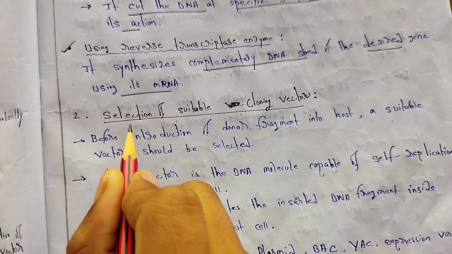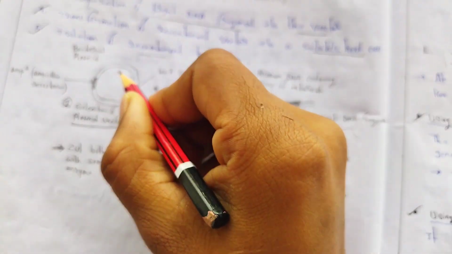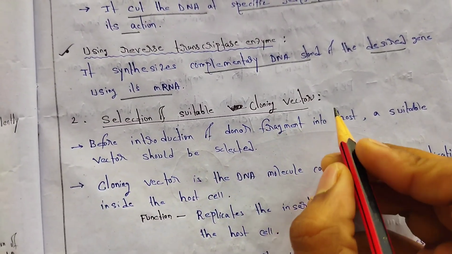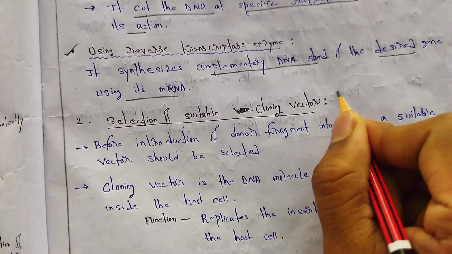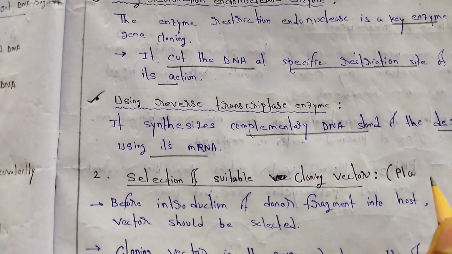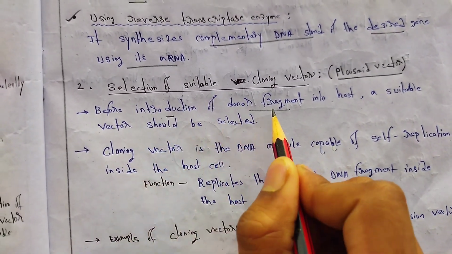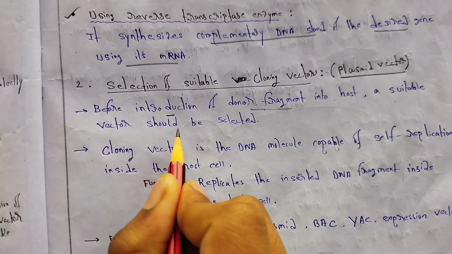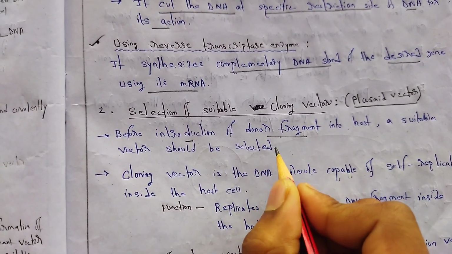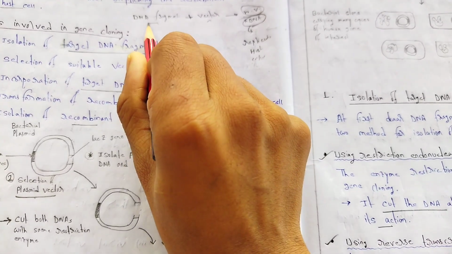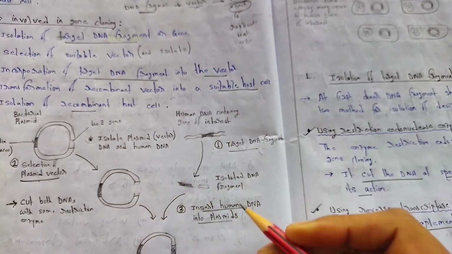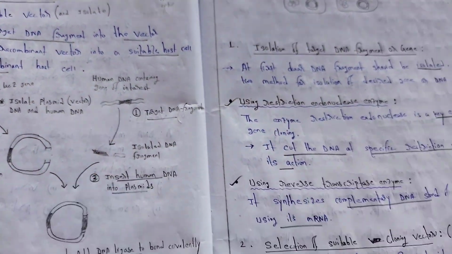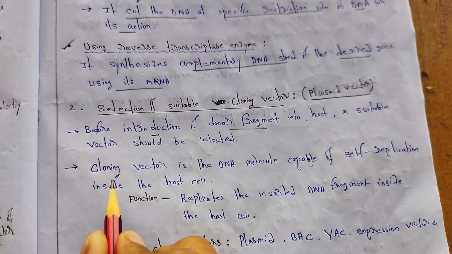The second point is selection of the suitable vector. We have to take a suitable vector. What is the suitable vector? We can take a plasmid vector. Before the introduction of the donor DNA fragment into the host cell, a suitable vector should be selected. Why do we take a suitable vector? We have to form a recombinant vector that can replicate.